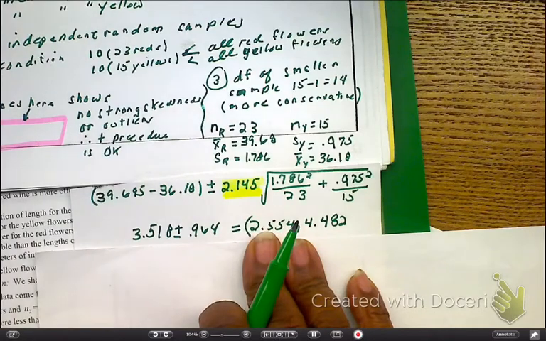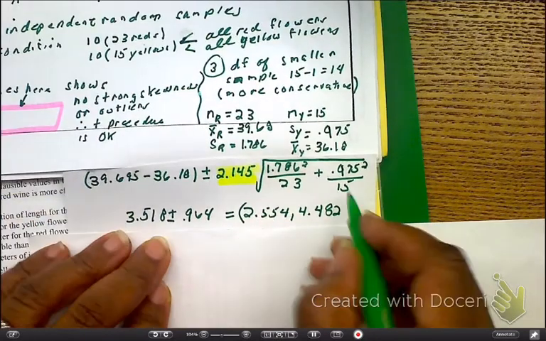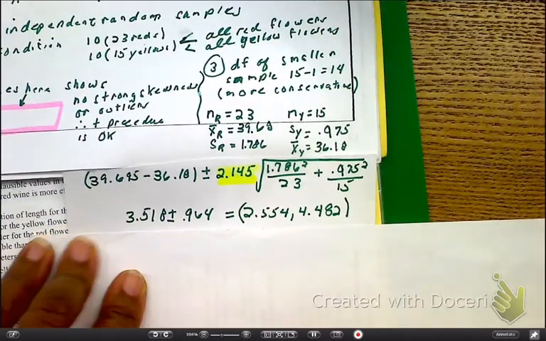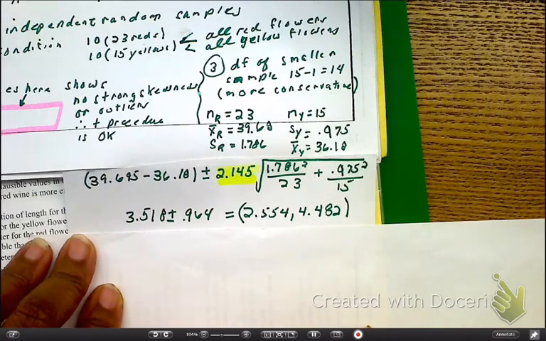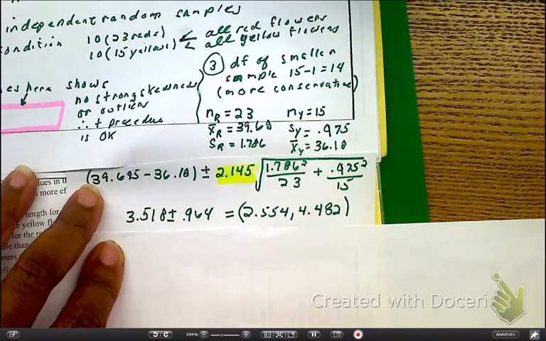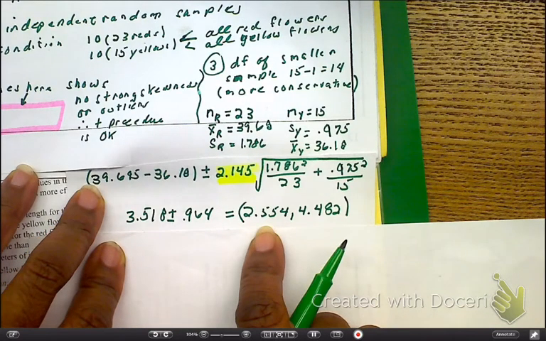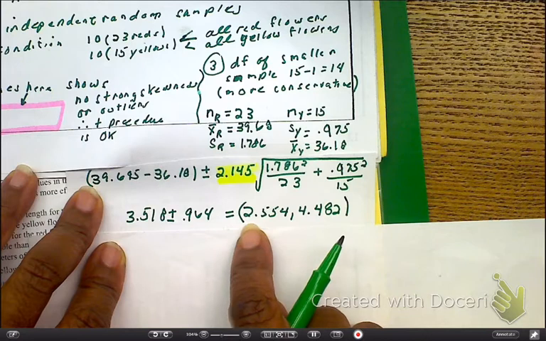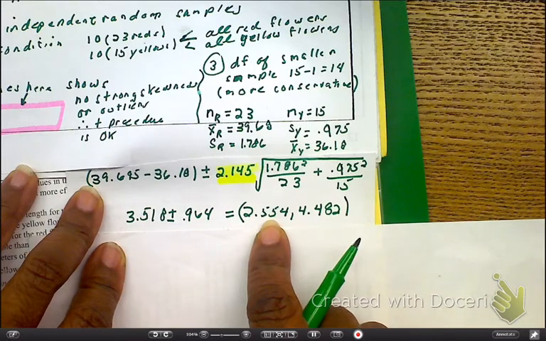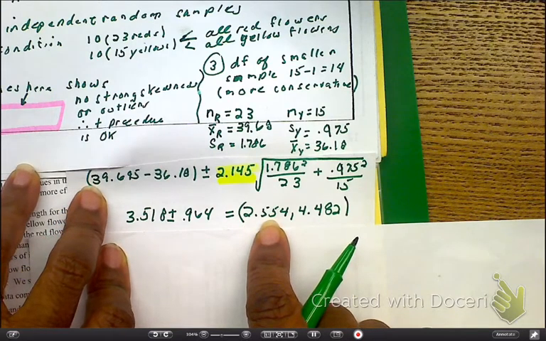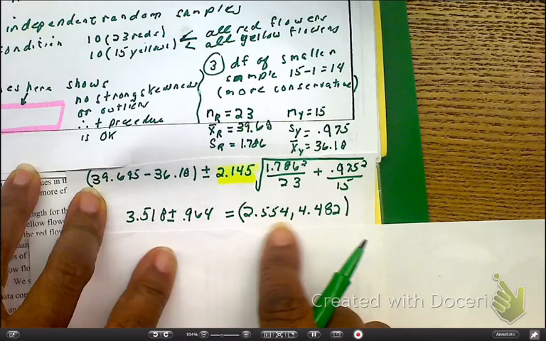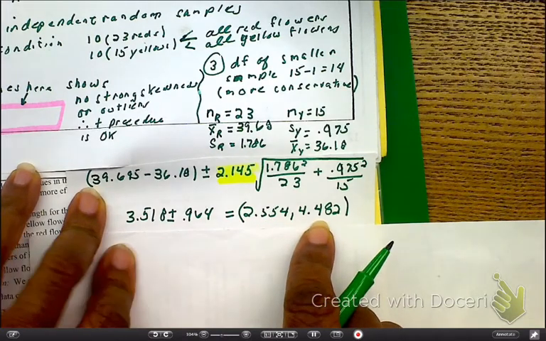So as we draw our conclusion, we are 95% confident that the true mean difference of the two types of flower, red and yellow, will be captured in this interval of 2.5, what is this, inches? Millimeters, to 4.5 millimeters.